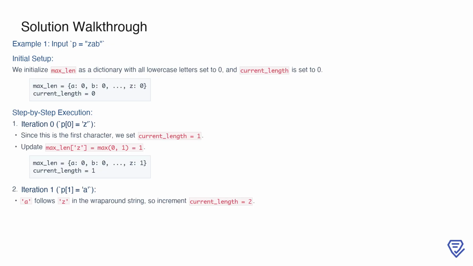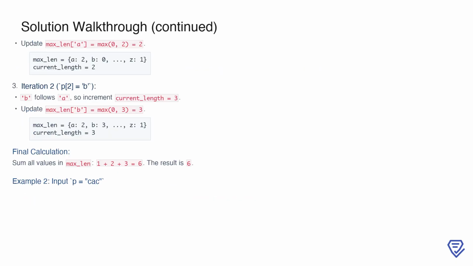Next, we move to the second character, a. Since a follows z in the wraparound alphabetical order, we increment current_length to 2. This means we now have a valid substring of length 2 ending at a. We update max_len[a] to be the maximum of its current value, which is 0, and current_length, which is 2. This results in max_len[a] equals 2.